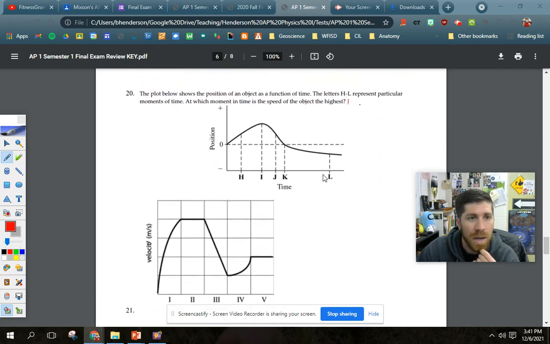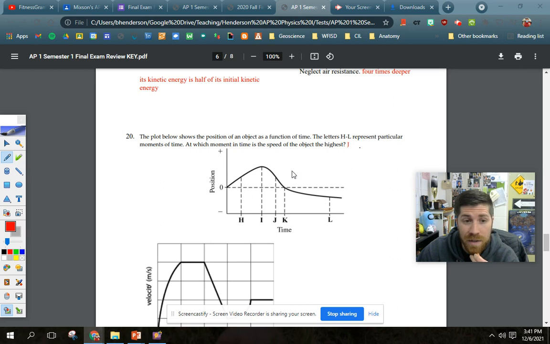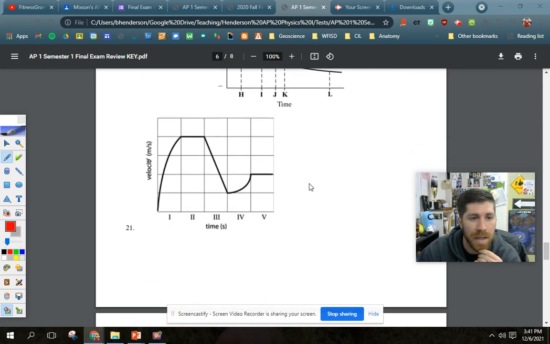On this one, if I want to know the speed of the object, I have to look at the slope. So even though it's a negative slope here, at point J, it's moving the fastest because that's the greatest steepness on the line here.